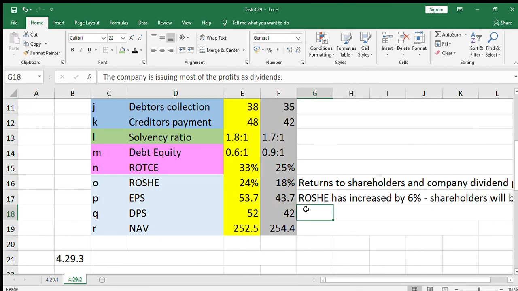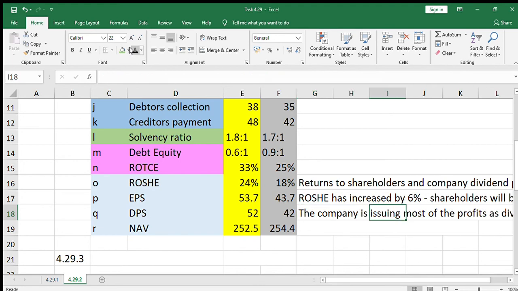Right? You could also compare that to interest rates on loans or investment. 24% is much higher than the usual interest rates on loans and investment. The next thing, the dividends per share. The dividends per share have increased, and the earnings per share has also increased. But you can also see that the dividends per share and the earnings per share are very similar to each other, which means that the company has issued most of its earnings, most of the profits as dividends.